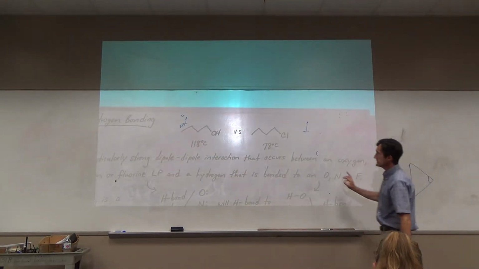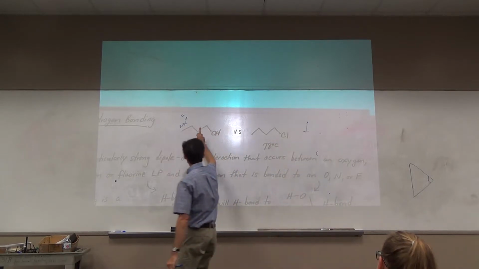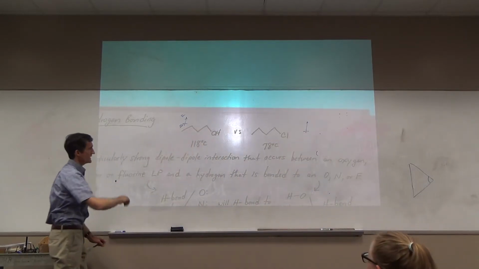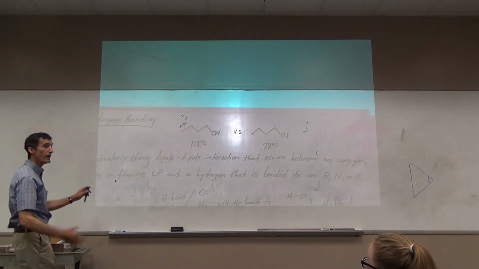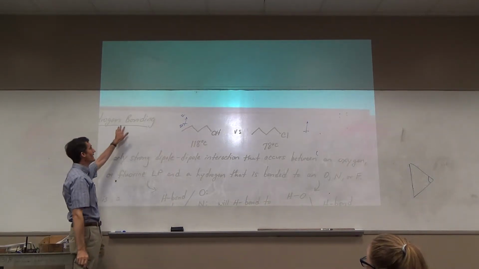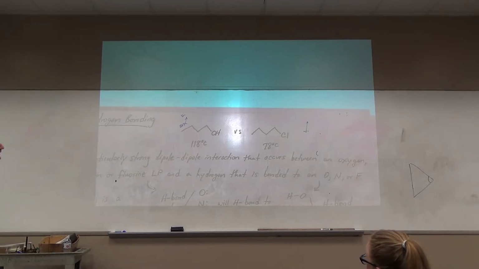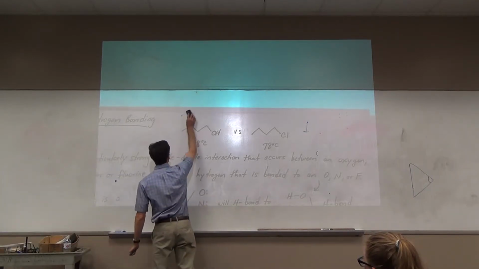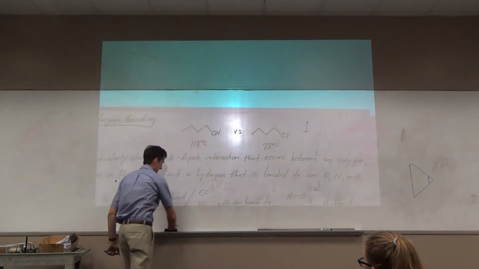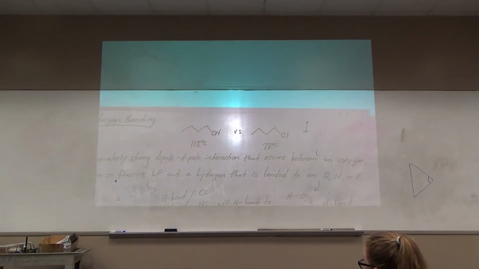Look at these two. This guy, 78. This guy, 118, a substantially higher boiling point. Why? There's hydrogen bonding. Now let's explain it. What is hydrogen bonding? Hydrogen bonding is just a special type of dipole-dipole, a special type of number 2. It gets its own name because it's stronger than the average dipole-dipole.